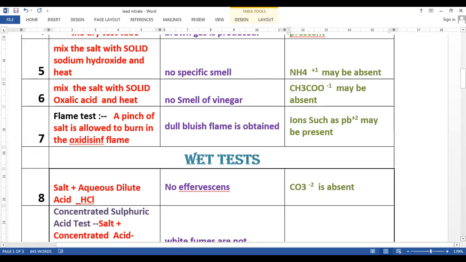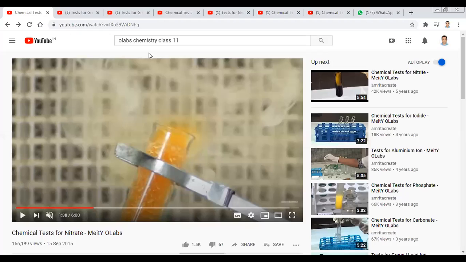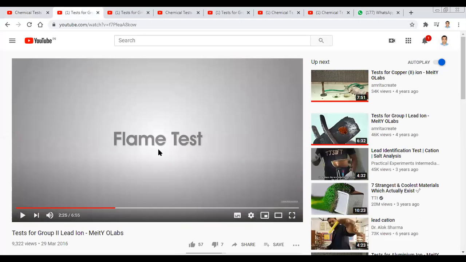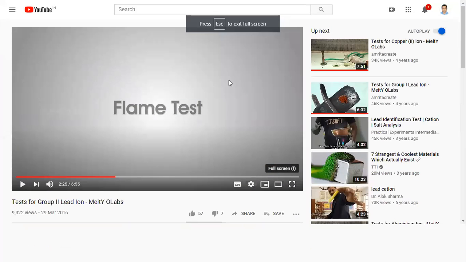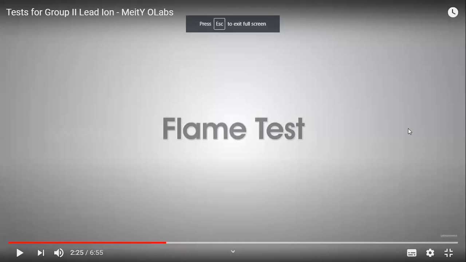Now my dear students, we are going to heat a pinch of salt on the oxidizing flame. तो चलिए देखते हैं बच्चों कि अगर पिंच ऑफ सॉल्ट को हम ऑक्सीडाइजिंग फ्लेम में गर्म करते हैं, फ्लेम टेस्ट करते हैं, तो क्या होता है? आई होप यू हैव ऑन योर स्क्रीन, आपकी स्क्रीन पे फ्लेम टेस्ट लिखा हुआ मिल रहा है आपको? सर यस सर। Okay, so let us look at the flame test for this salt.